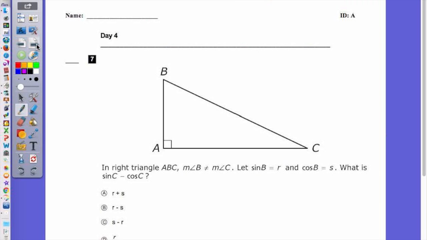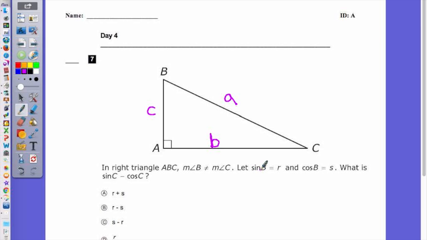Okay, number 7. I love 7, but you've got to try writing some stuff. Since this side is opposite angle C, I'm going to call it lowercase c. Since this side is opposite angle B, I'm going to call it lowercase b. And since this is opposite angle A, I'm going to call it lowercase a.